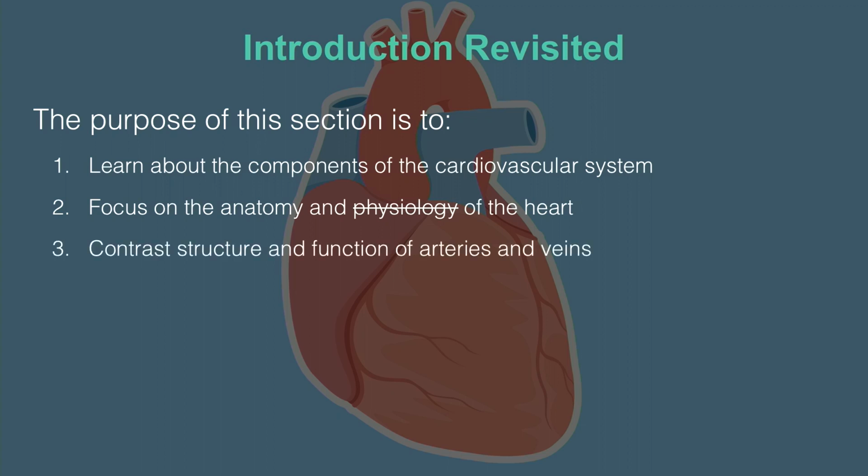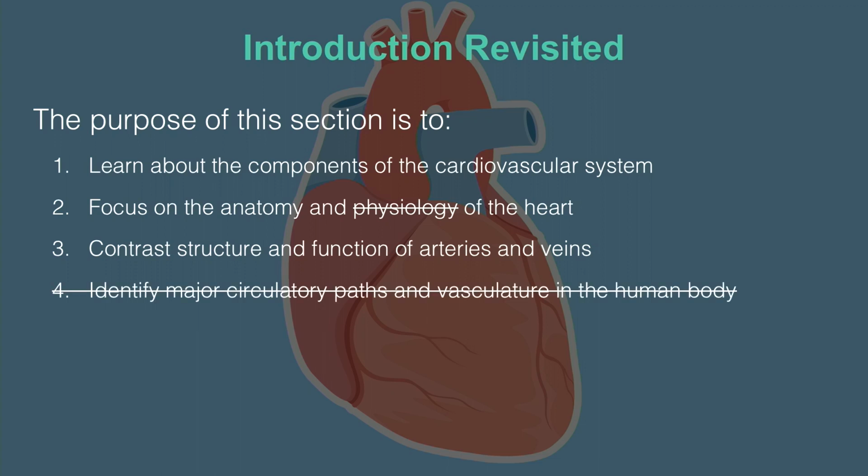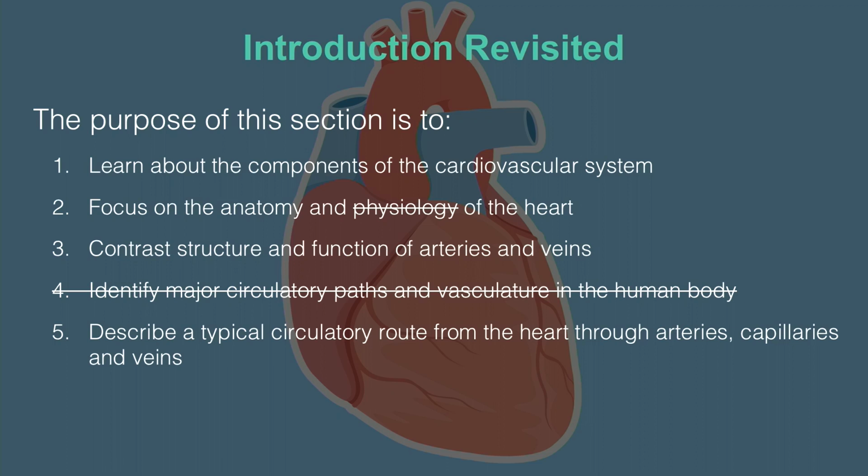Contrast the structure and function of arteries and veins. Absolutely, we did some of that today. And then this whole fourth point, I'm moving to the next section. We didn't look at major circulatory paths, but we will get into that shortly. So we're just dotting the I's and crossing the T's. What I would say is that in place of number 4, I've added this fifth one. We've described a general route through the typical types of vasculature in the body, not a specific route. I'm trying to hold myself accountable.